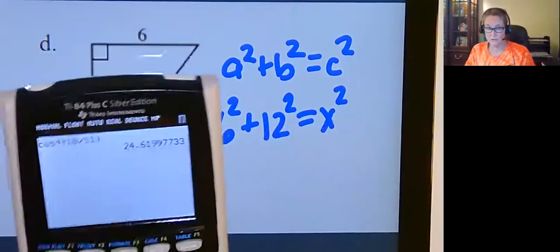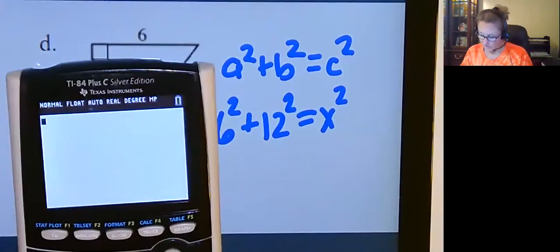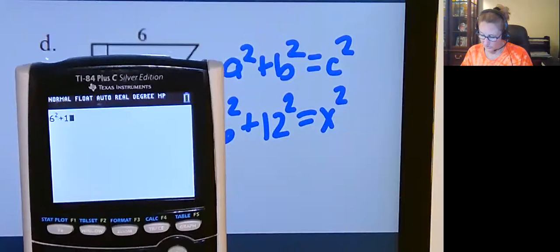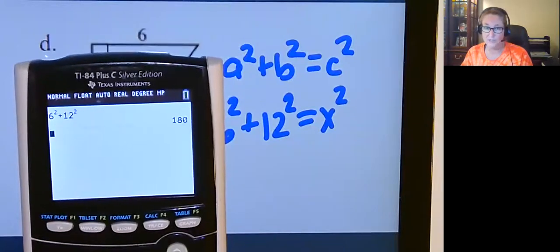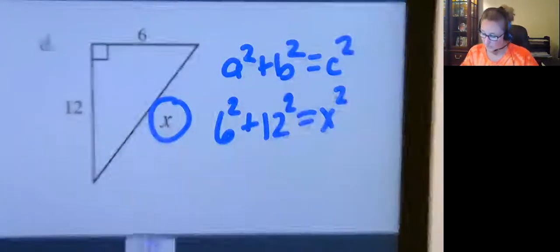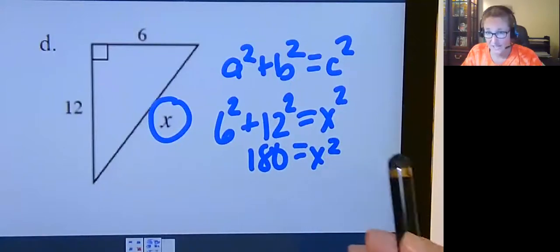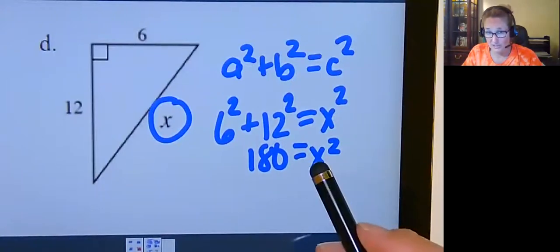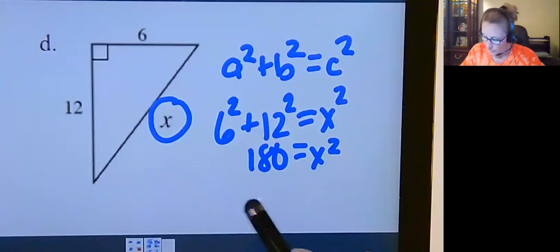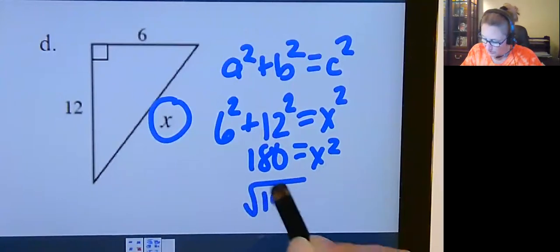Okay, so I'm going to take 6 squared plus 12 squared, and I end up getting 180. So I get 180 is equal to x squared. Now, normally I would take a plus and a minus when I take the square root, but it's a triangle, so I'm not going to have a negative side, so I'm just going to keep my positive.